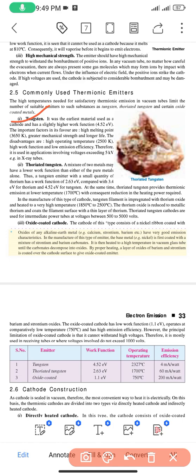The disadvantages are high operating temperature, 2500 Kelvin, high work function, and low emission efficiency. Therefore, it is used in applications involving voltages exceeding 5 kV, such as in X-ray tubes. Now we will discuss thoriated tungsten.